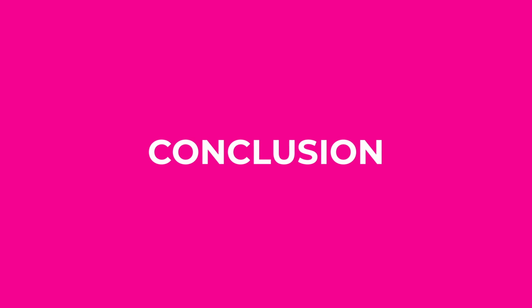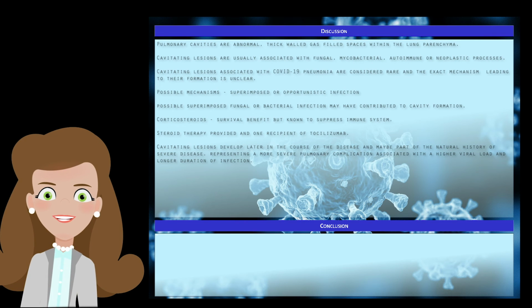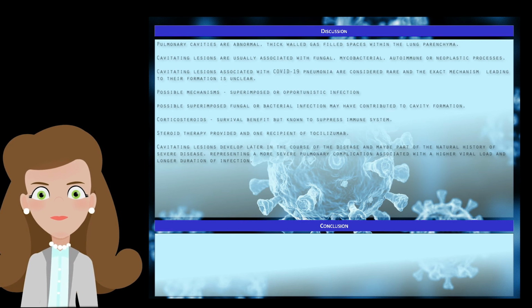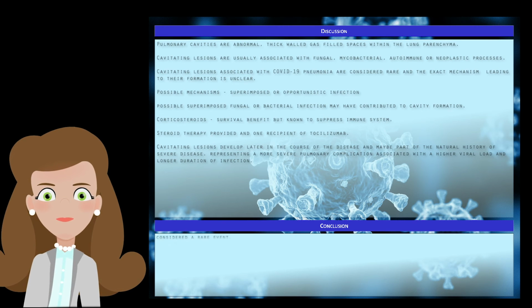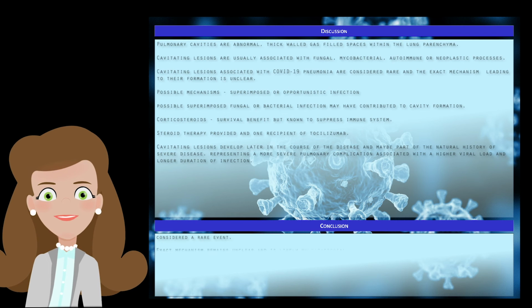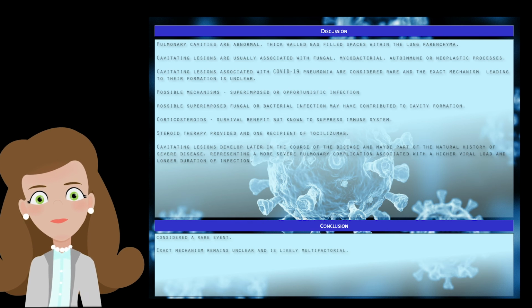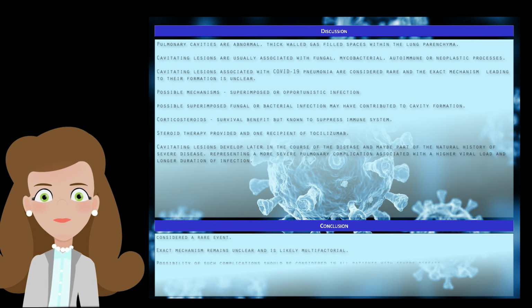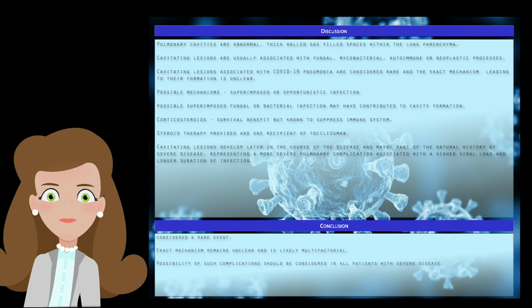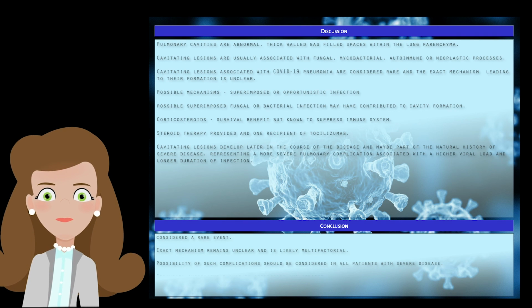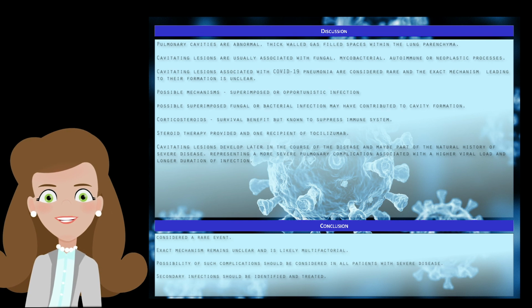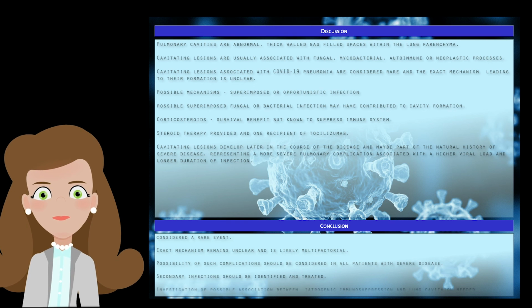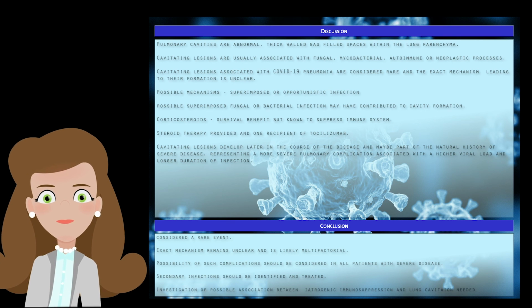To conclude, this series describes a significant yet rare complication of COVID-19 pneumonia. The literature is thus far limited to case reports, and this is considered a rare event. The exact mechanism remains unclear and is likely multifactorial. The possibility of such complications should be considered in all patients with severe disease. Secondary infections should be identified and treated. Further studies are needed to investigate a possible association between iatrogenic immunosuppression and lung cavitation in the setting of COVID-19 disease.